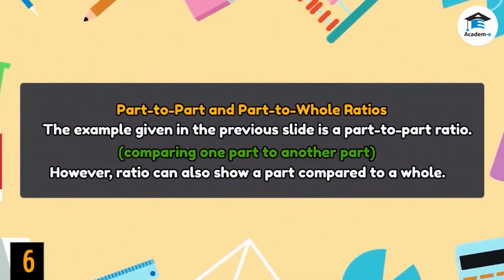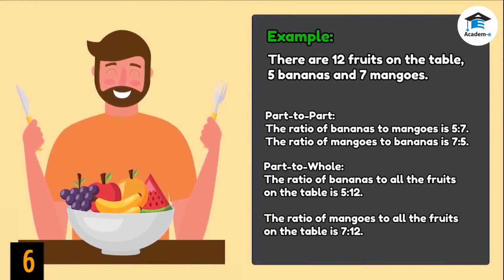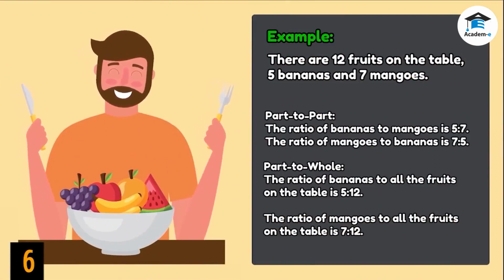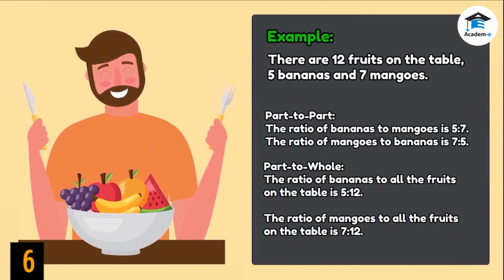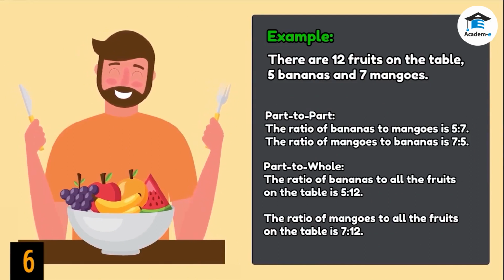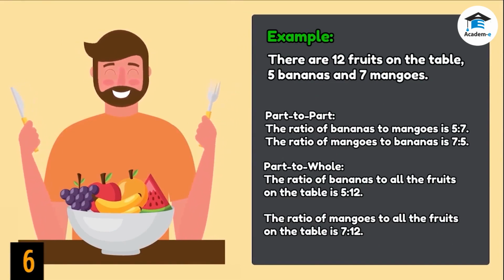Part-to-part and part-to-whole ratios. The example given in the previous slide is a part-to-part ratio, comparing one part to another part. However, ratio can also show a part compared to a whole. Example: there are 12 fruits on the table, 5 bananas and 7 mangoes. Part-to-part. The ratio of bananas to mangoes is 5 as to 7. The ratio of mangoes to bananas is 7 as to 5. Part-to-whole. The ratio of bananas to all the fruits on the table is 5 as to 12. The ratio of mangoes to all the fruits on the table is 7 as to 12.